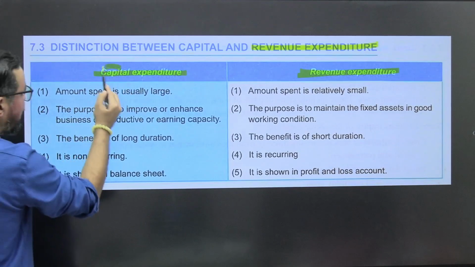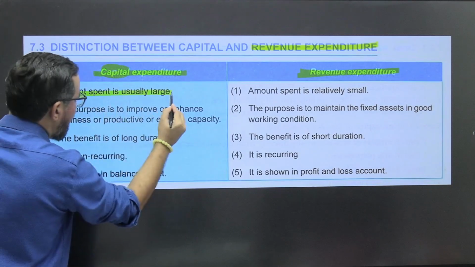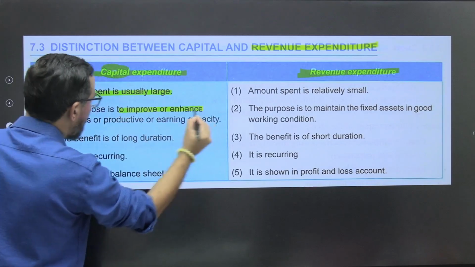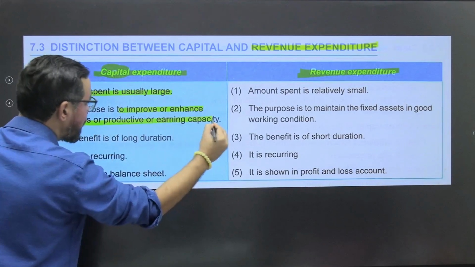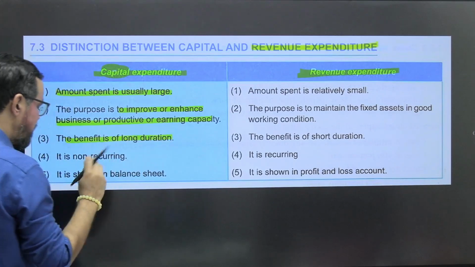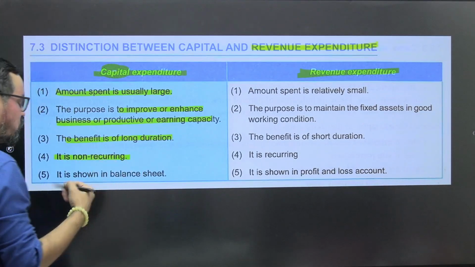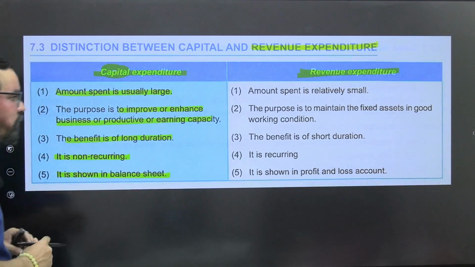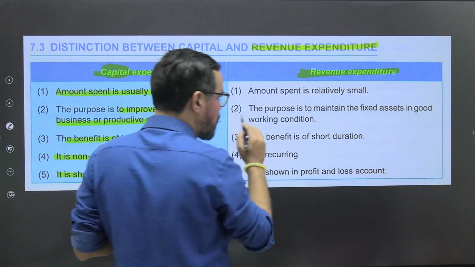First we'll talk about capital. The amount spent is usually large. The purpose is to improve or enhance business or productive earning capacities. The benefit is of long-term duration. These are usually non-recurring in nature, shown on the asset side of the balance sheet.